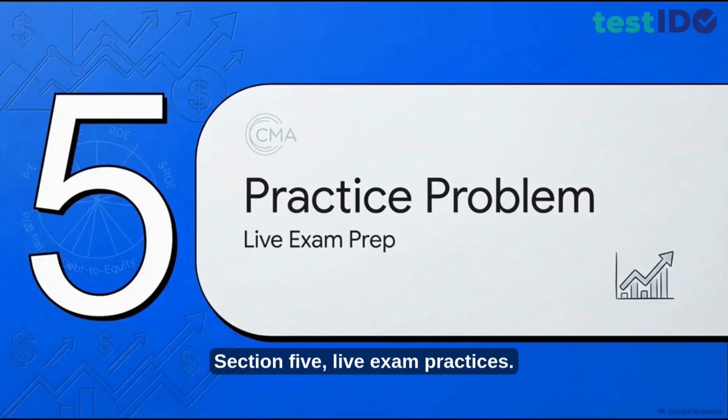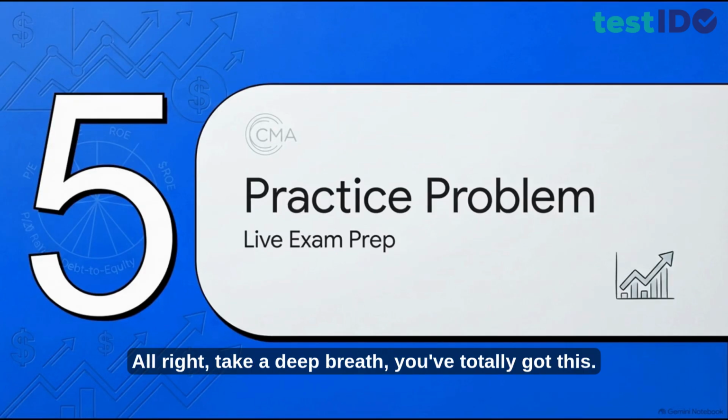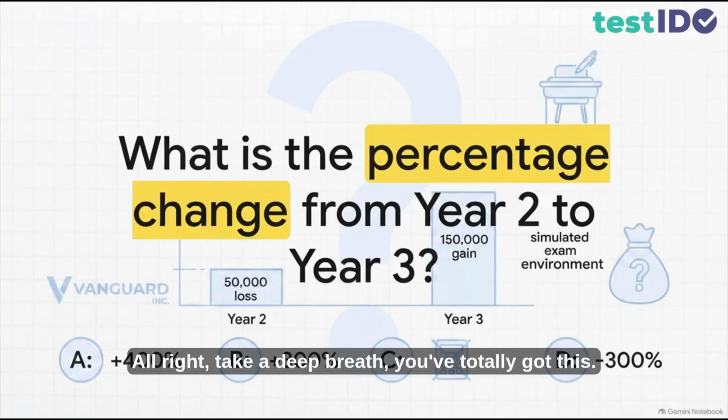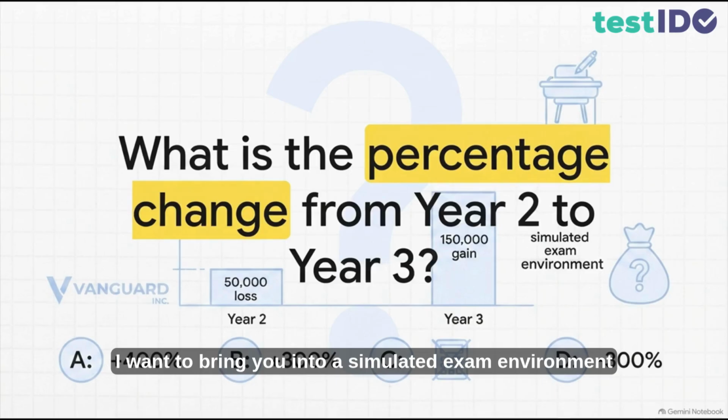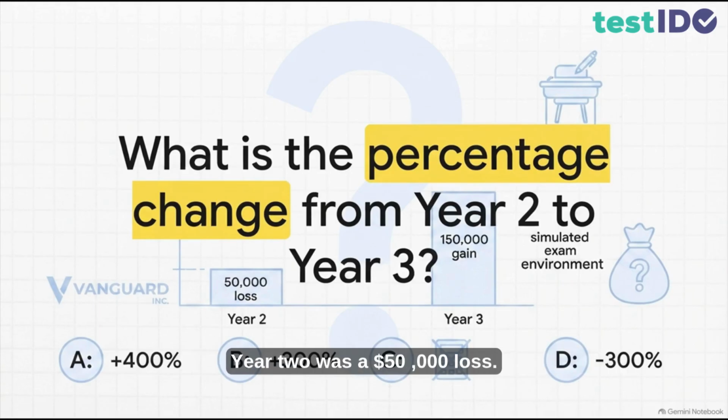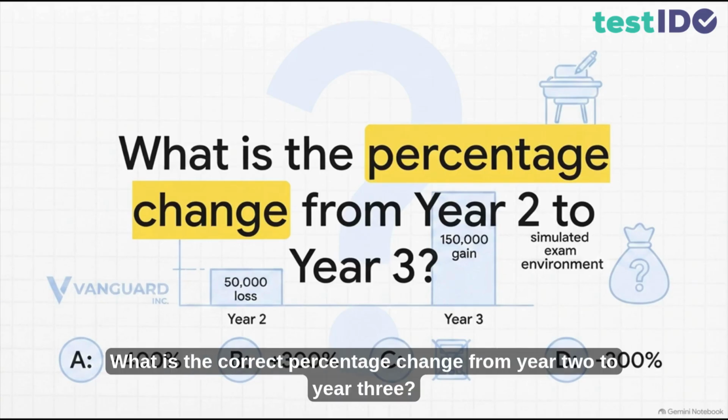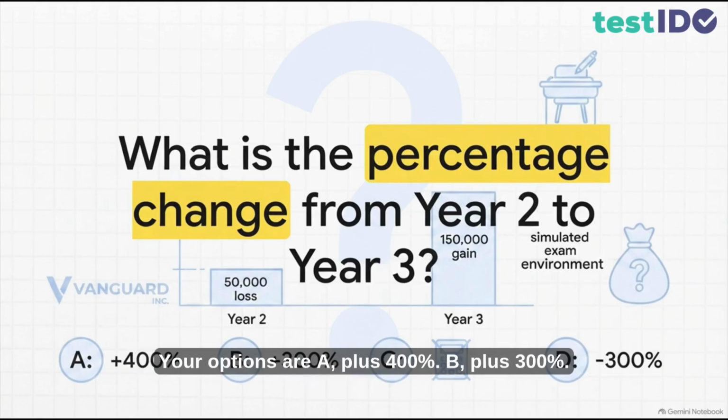Section 5. Live Exam Practice Problem. All right, take a deep breath. You've totally got this. I want to bring you into a simulated exam environment right now, just to test this new knowledge. Here's the setup. Vanguard Inc. reported the following net income figures. Year 2 was a $50,000 loss. Year 3 was a positive $150,000. What is the correct percentage change from year 2 to year 3? Your options are A, plus 400%, B, plus 300%, C, cannot be meaningfully calculated, or D, minus 300%.